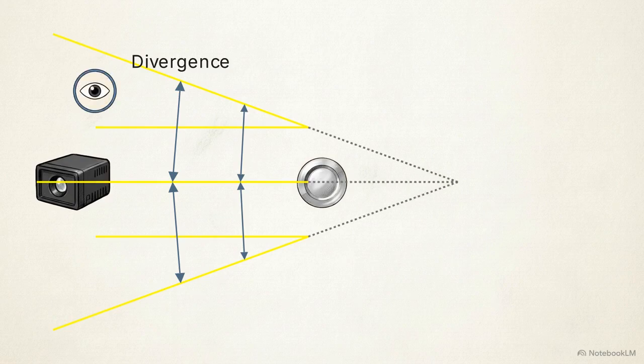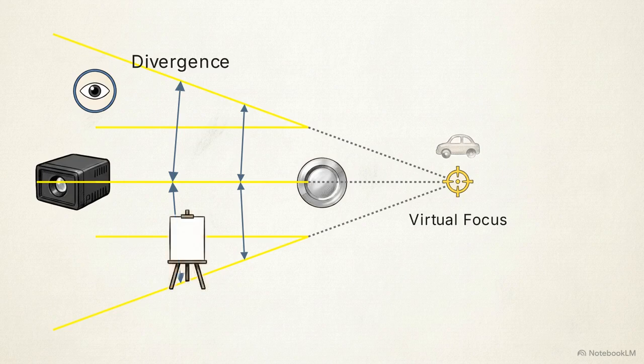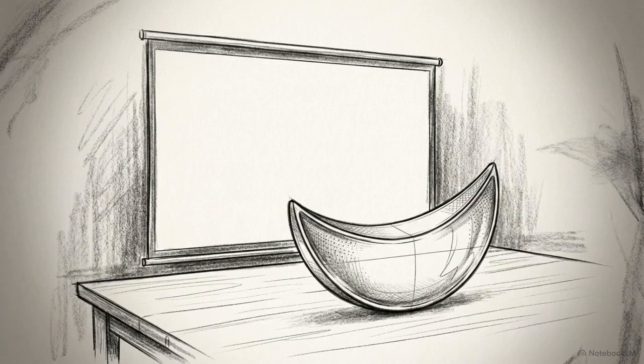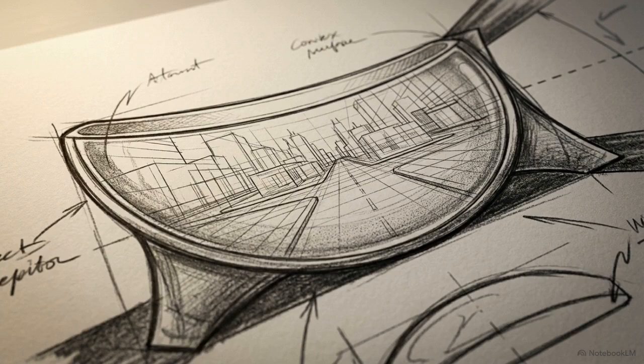To interpret this, your brain traces these spreading rays backward, acting as if the light originated from a single point hidden behind the surface of the mirror. This intersection is the virtual focal point, creating what we call a virtual image. A virtual image is an optical reconstruction that appears to exist behind the mirror, meaning it cannot be projected onto a physical screen. Because the light rays never actually meet in front of the glass, the image you see is a geometric projection happening entirely inside the mirror's world.